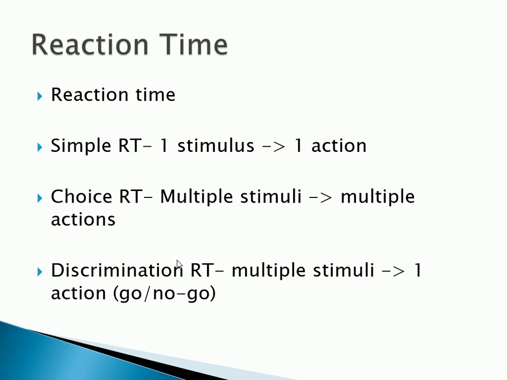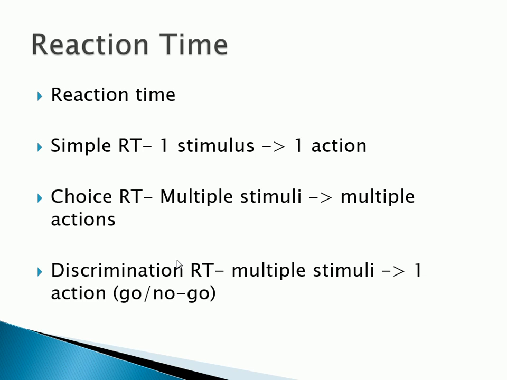So I might have a reaction time task where when the computer screen turns green, I need to push the button, but it might also cycle through 4 or 5 other colors, and I need to know that I only push the button when the green one goes on. I'm going to pause. What I've described is actually a discrimination reaction time task. So coming back down to that bottom one.